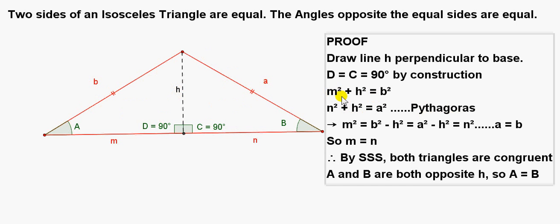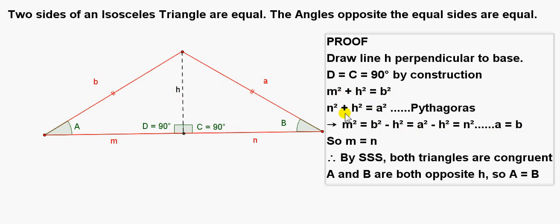Now we can make m squared the subject of this equation. m squared equals b squared minus h squared. Bring the h squared over. But since we're given that a is equal to b, in other words we're given an isosceles triangle, we can replace this b squared, or this b, with a. So we see that b squared minus h squared equals a squared minus h squared.